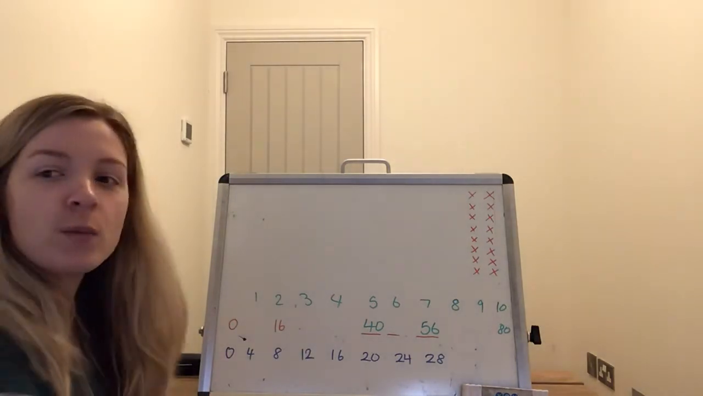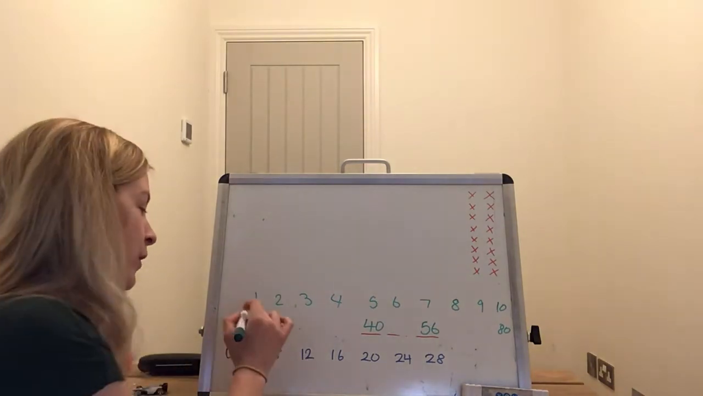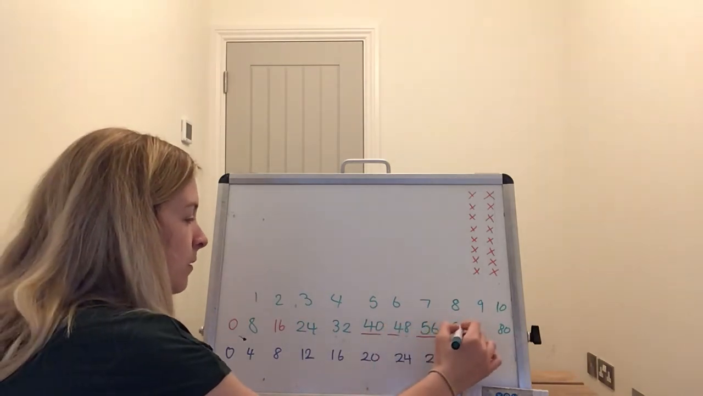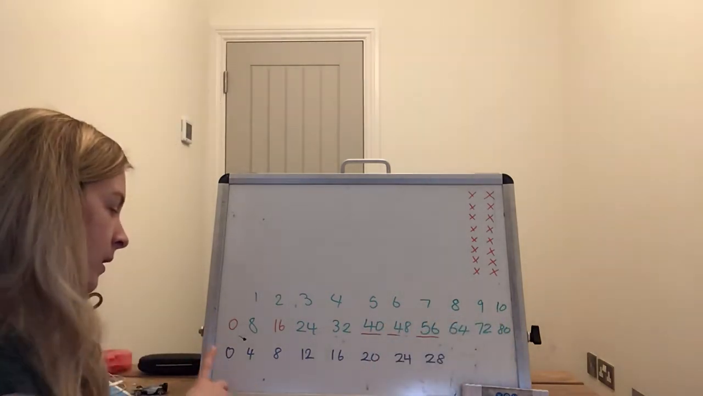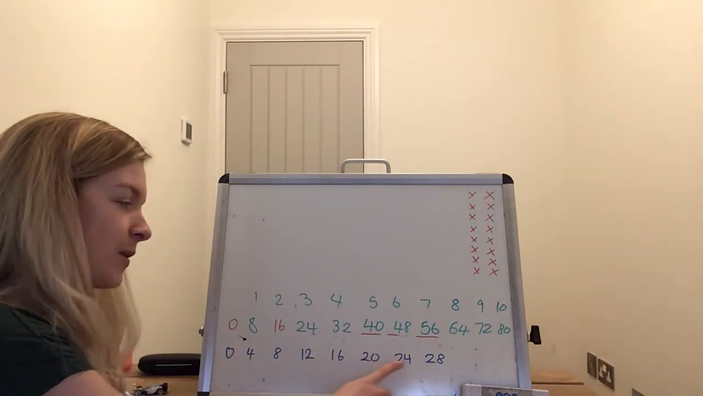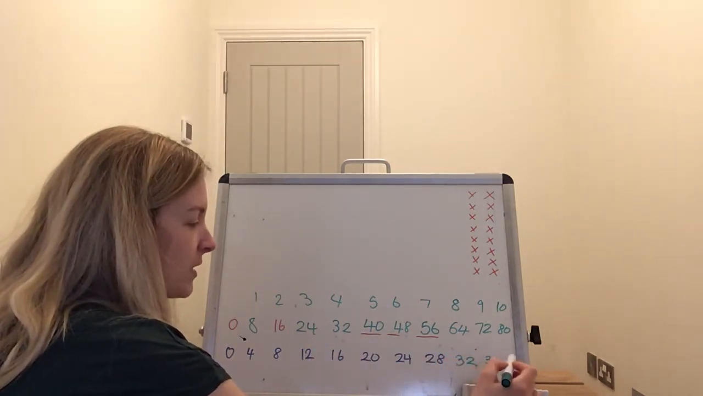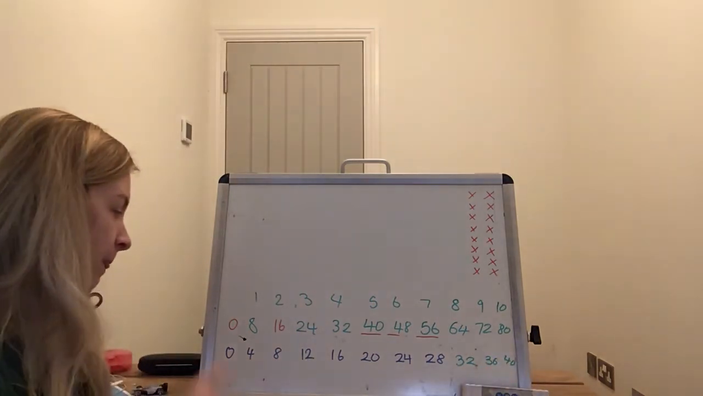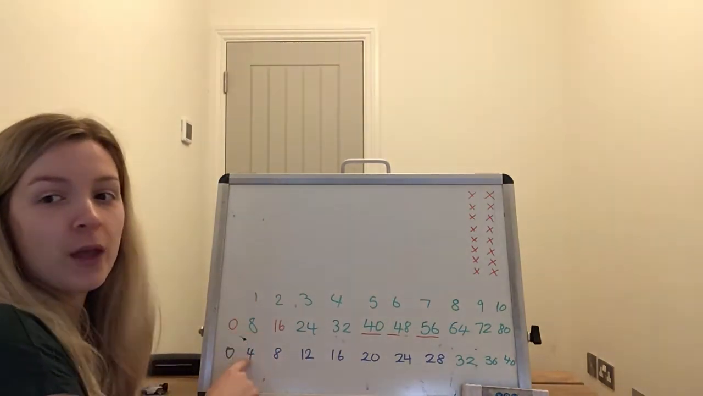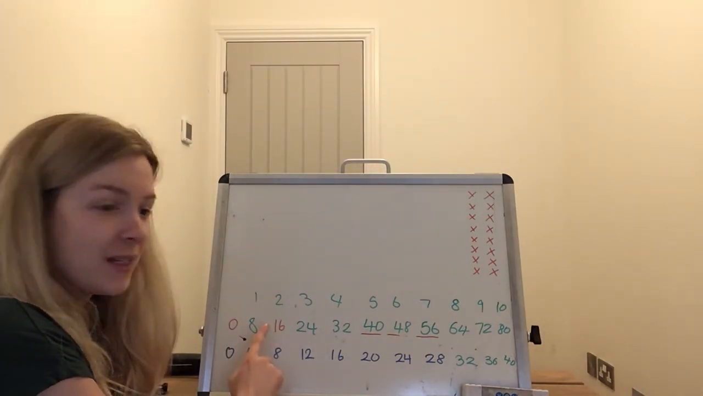Now, the reason we started this topic with our 4s was because your 4s can really help you. So let's just write these back in. Okay. Notice the pattern from our 4 times tables. 0, 4, 8, 12, 16, 20, 24, 28, 32, 36, 40. Okay? 1 times 4 is 4. Notice how 1 times 8 is double. Okay? Let's see if it's the same pattern. 2 times 4 is 8. And 2 times 8 is 16.